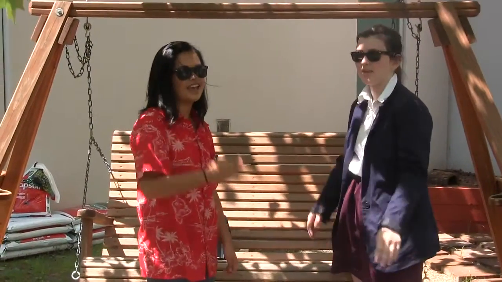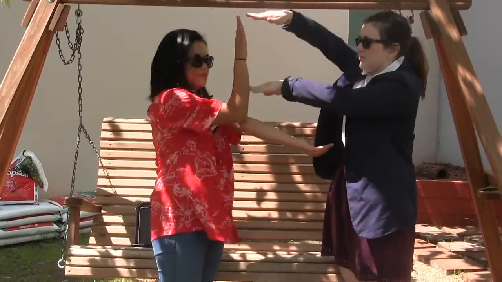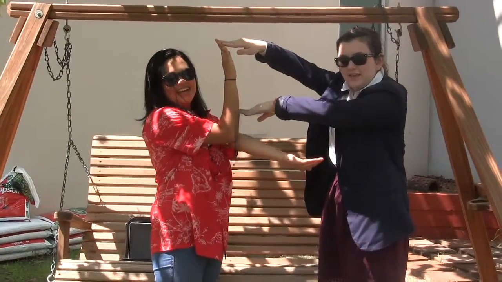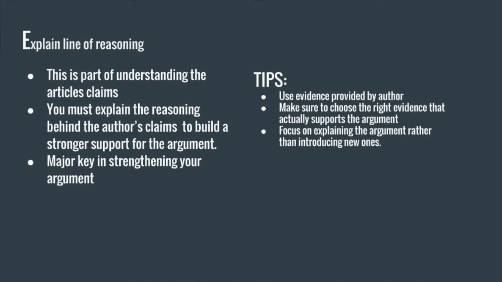Step 3 to getting OLECT is to explain your line of reasoning. The next letter in the acronym we're going to talk about is E, explain the line of reasoning. This is a part of understanding the article's claims and helps you further understand the reasoning behind the author's claims to build stronger support for your argument. This is a major point in strengthening your argument. Some tips to help with explaining your line of reasoning are using the evidence provided by the author, making sure you choose the right evidence that actually supports your argument rather than goes against it, and focusing on explaining the argument rather than introducing new sides and perspectives.